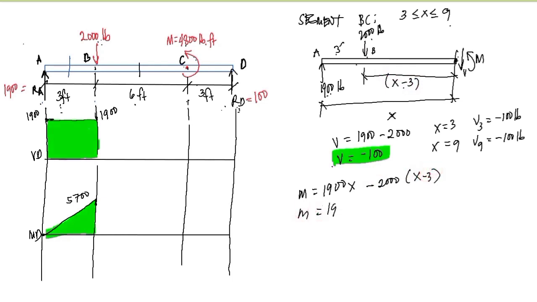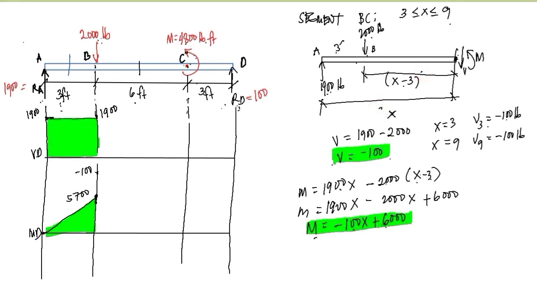For the moment, we have 1,900x minus 2,000x. 2,000 times 3, that is positive 6,000. So for the moment, we have here negative 100x plus 6,000. So this equation here is the equation of our moment for the segment BC. So let's compute the value of the moment at x equal to 3 and at x equal to 9.